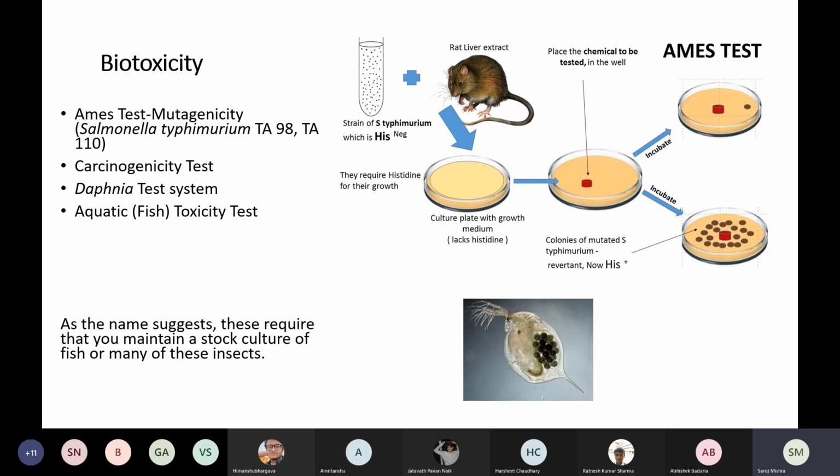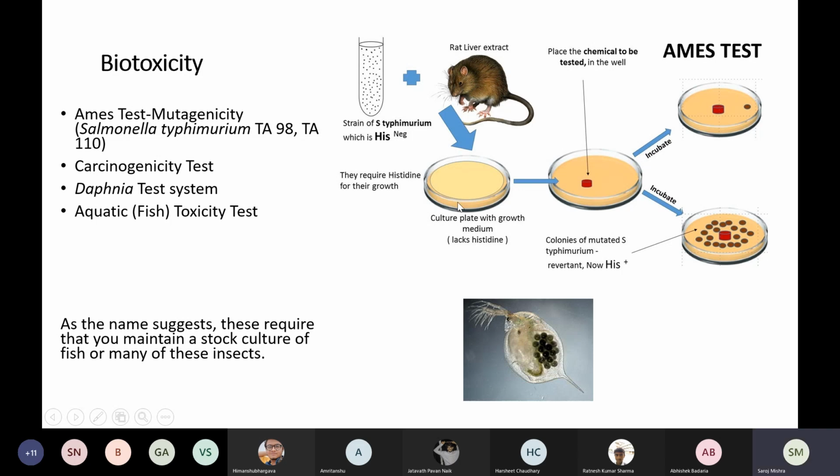Therefore, when you plate out this cell suspension of Salmonella onto a medium, you must supply histidine from outside. Otherwise, the cells will not be able to grow on minimal medium. These cells can grow on a medium like LB, Luria broth, which you normally use, because Luria broth supplies all the amino acids. But if you grow it on minimal medium and do not supply histidine from outside, then this Salmonella typhimurium His negative strain will not be able to grow on this petri dish.